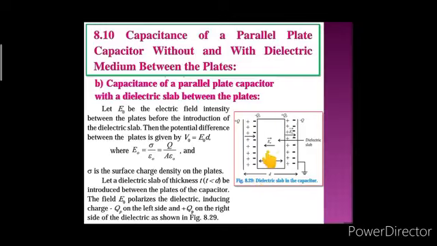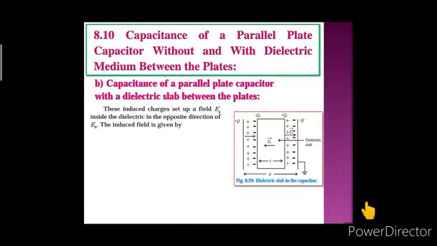So when we introduce a dielectric slab between the plates of the capacitor whose thickness T is less than the separation between the two plates of the capacitor, then the minus charges are induced on the left side of the dielectric slab and positive charges are induced on the right side of the dielectric slab, and hence we can say that electric field E0 polarizes the dielectric there.